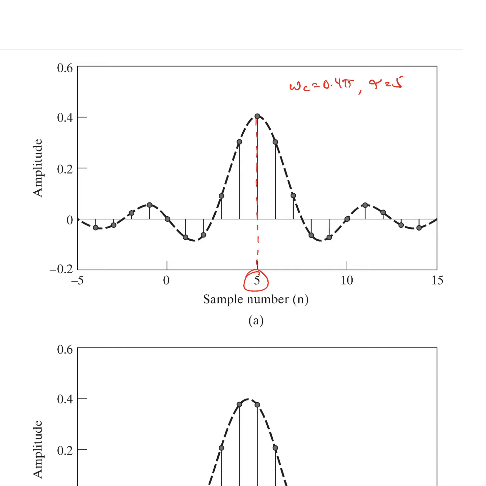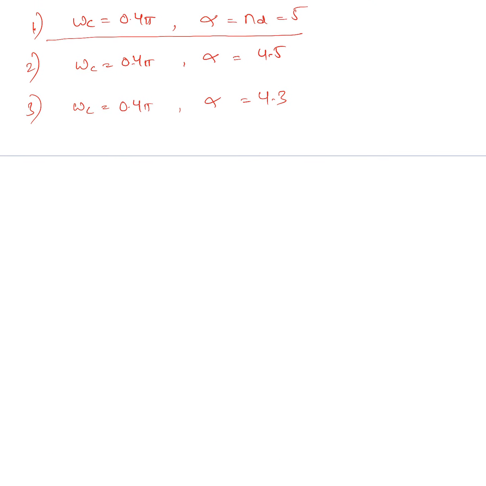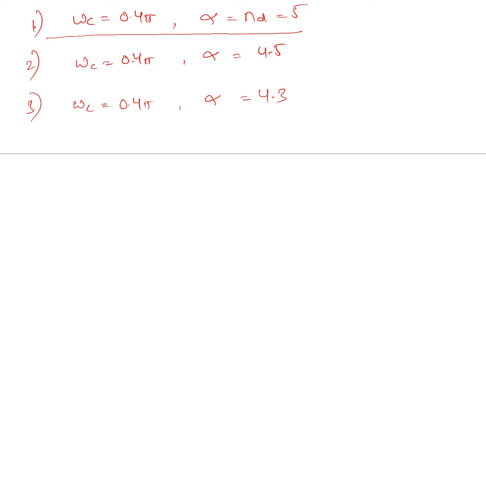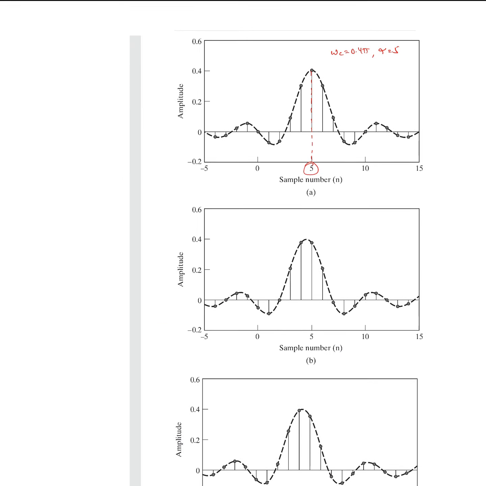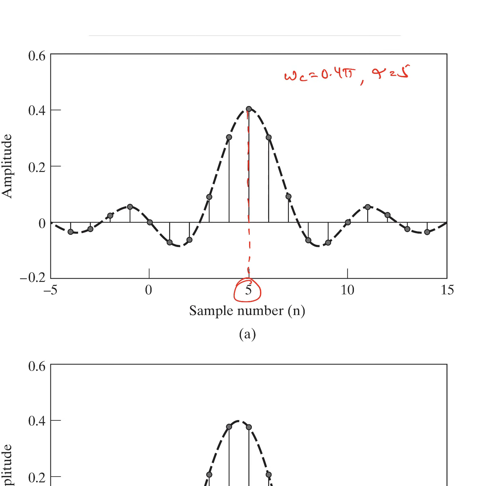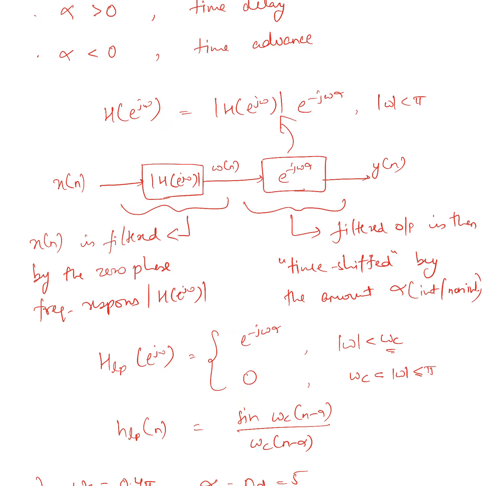Okay, so now if we see the impulse response, first of all we see that the impulse response is symmetric around this point, which is an integer, which is good, and this we can analyze analytically also.